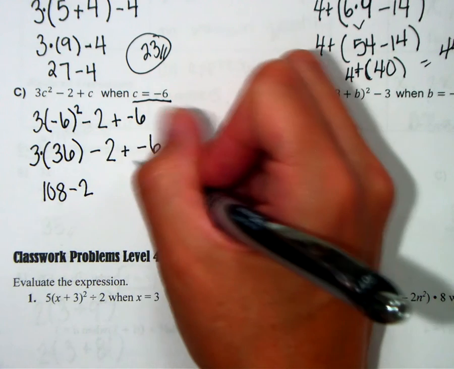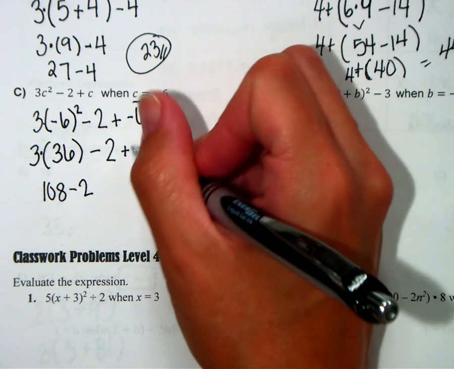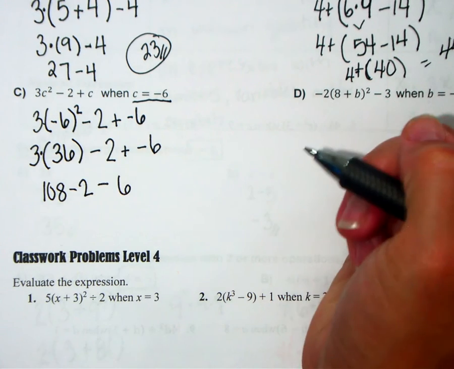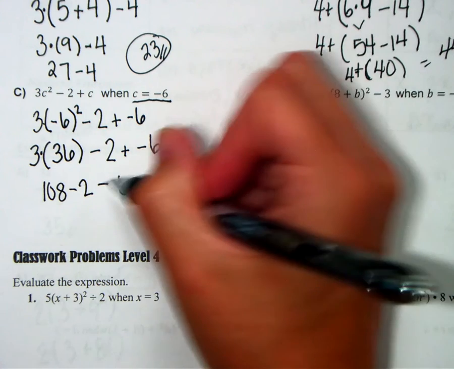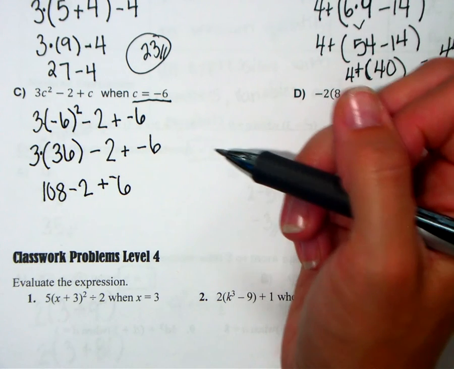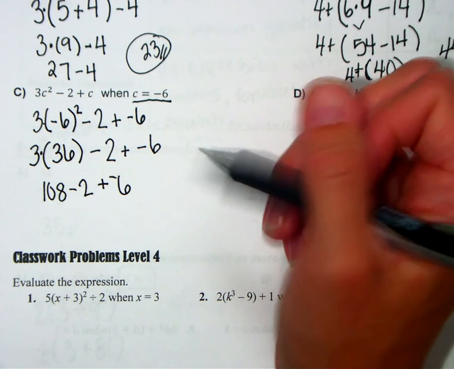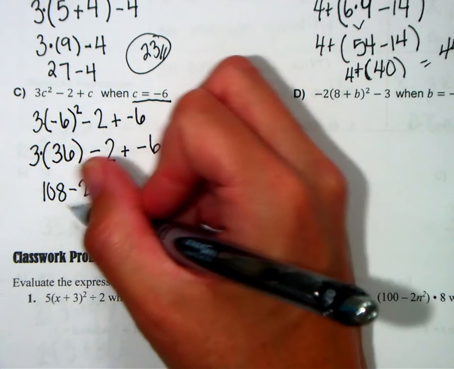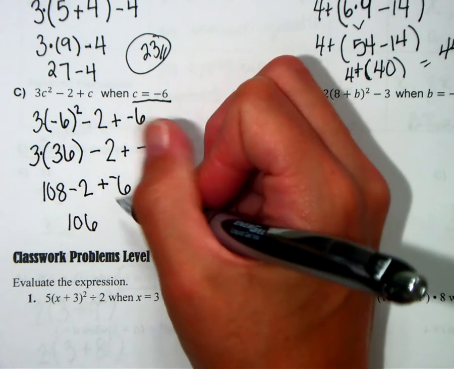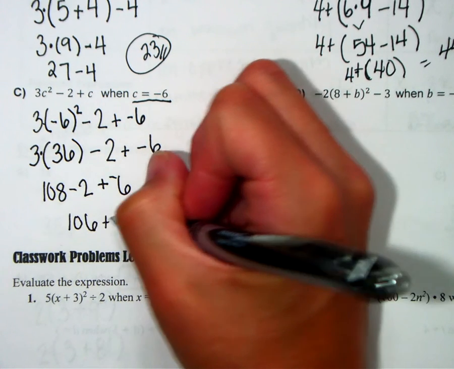Now, adding a negative is the same thing as subtracting 6. If you don't believe me, you can change this to plus a negative. It's the same thing. But you can go ahead and use your calculator too. So 108 minus 2 is 106. And then add a -6 to that, which is 100.